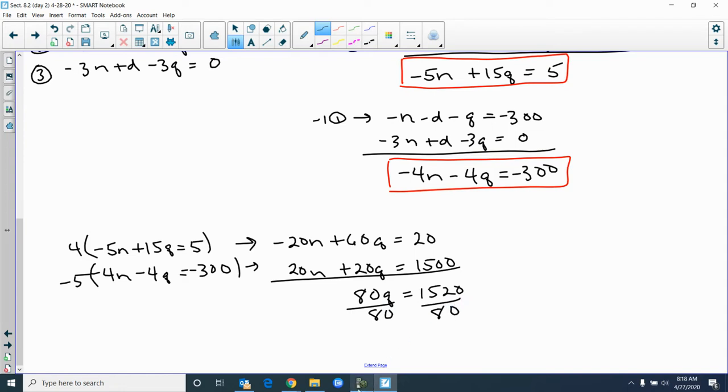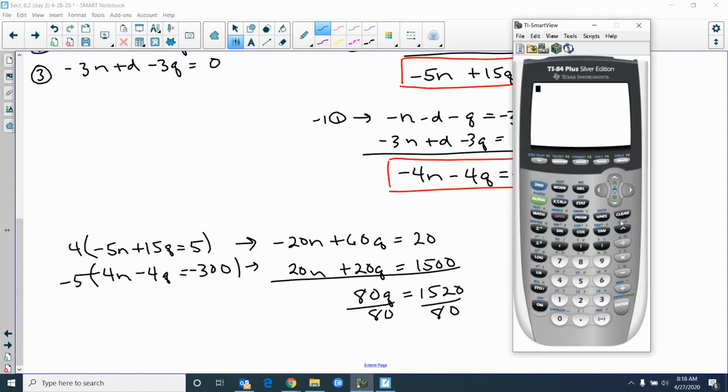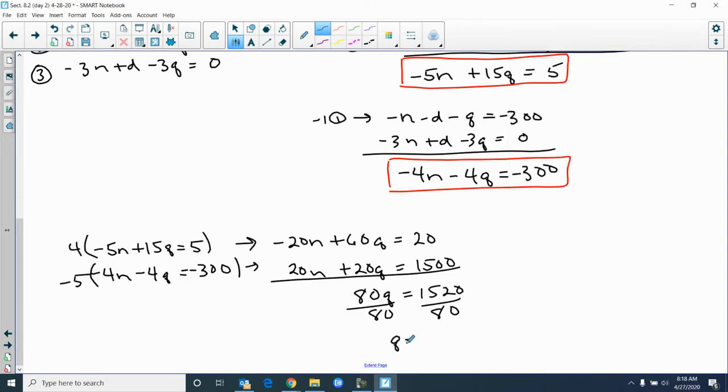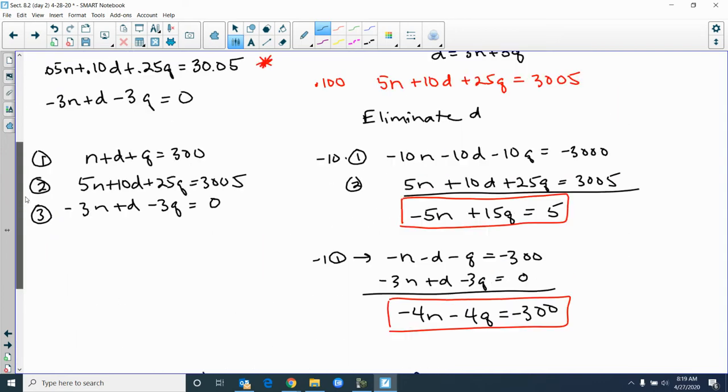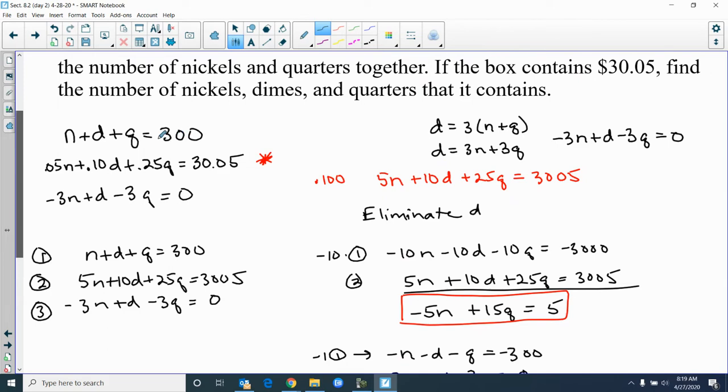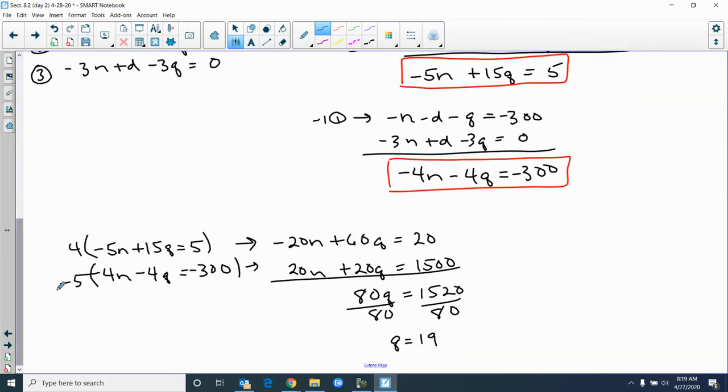Divide by 80. And so I'm going to take 1520 divided by 80. And I get 19. Okay, so q equals 19. If you get a decimal for this type of problem, then you've absolutely made a mistake somewhere, because you're dealing with number of coins. You can't have 2.4 coins. So we got 19 quarters.